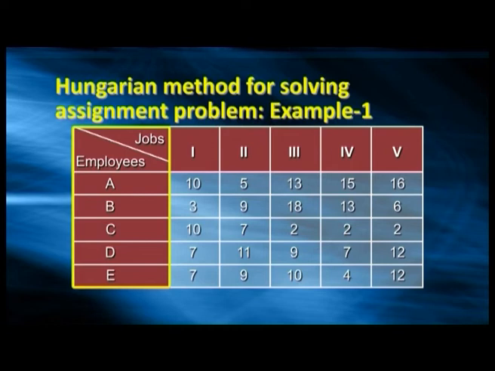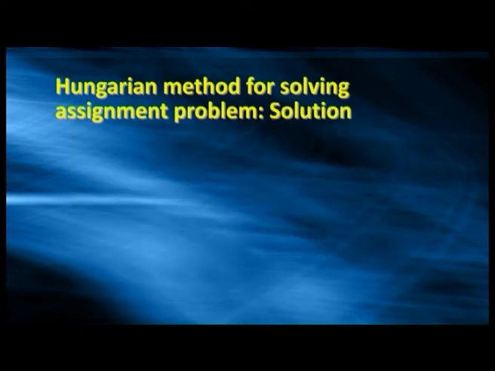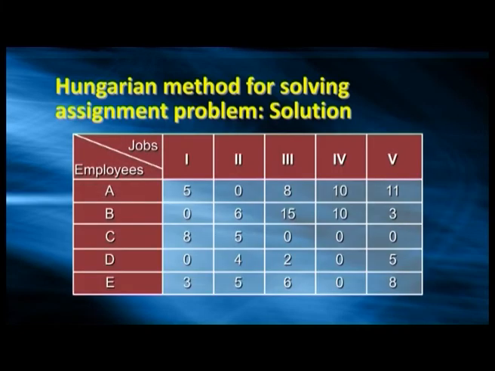Columns represent the employees A, B, C, D and E, and rows represent the jobs 1, 2, 3, 4 and 5 respectively. The values in each box represent the time that each man takes to perform the job in hours. Solution. By applying step 2 of the algorithm, let us get the reduced opportunity time matrix by taking the minimum element in the rows and subtracting this element from all elements in their respective row. The reduced matrix is shown in the table.